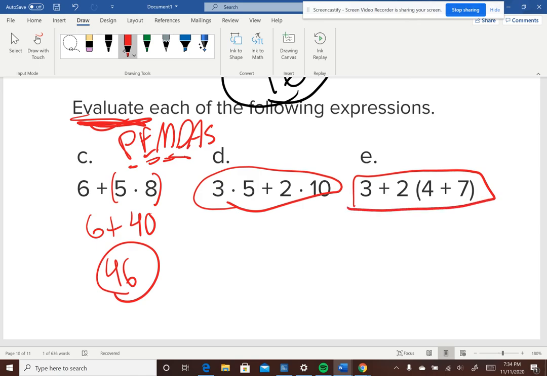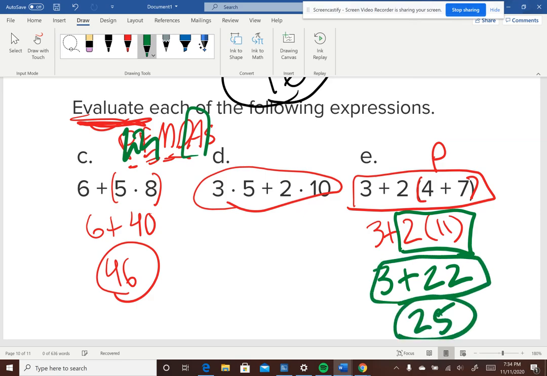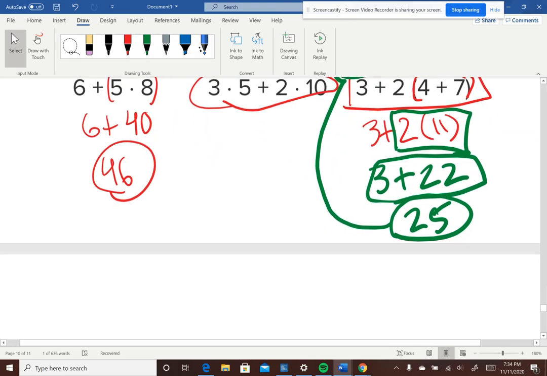I will leave this one for you guys, and then we'll do E together. So here we have parentheses right here, 4 plus 7. That is going to be 11. So I'm going to rewrite everything exactly how I see it above, but do my parentheses. And then I need to do exponents, but there are no exponents. Then I'm looking at multiplication. I do see multiplication right here, right? So let's see, 3 plus 22. And then I can do my adding or subtracting. In this case, it's just adding. So that's going to be 25. All right, hopefully this makes sense. Hopefully this helps.